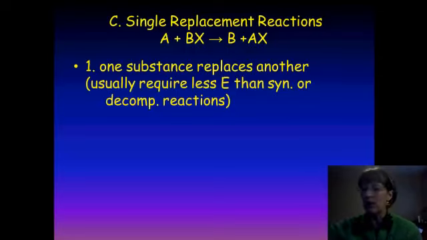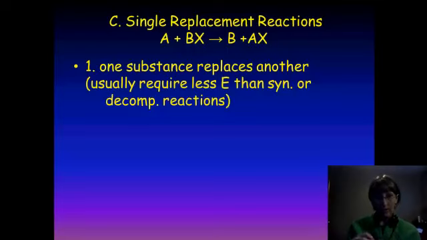Now, single replacement reactions, again, is where you have one substance that replaces another in a compound, and typically it happens because it requires less energy, or the compound that's produced has less potential energy than the compound that was originally there. What do I mean by that? Nature favors substances with less stored energy within them. They're more stable that way. That's just one of those things that happens.